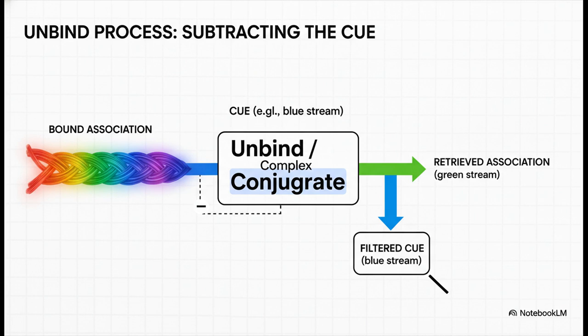The unbind function takes your combined memory and a clue. But this time, it multiplies by something called the complex conjugate, which you can just think of as the mathematical undo button for the clue. It's like asking the memory, hey, what was the thing that was linked to this?